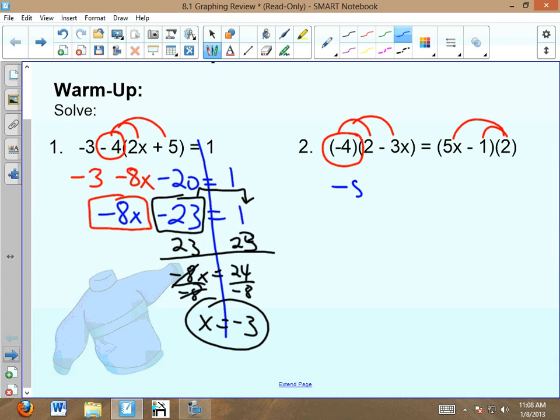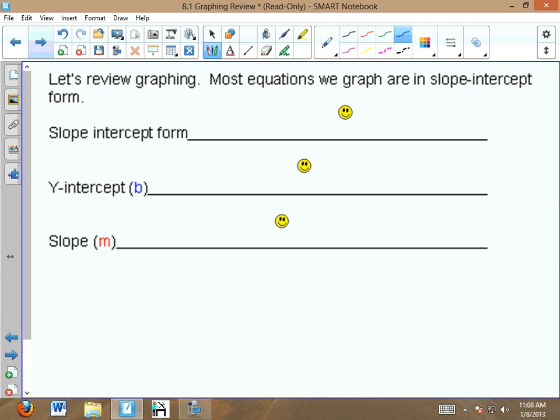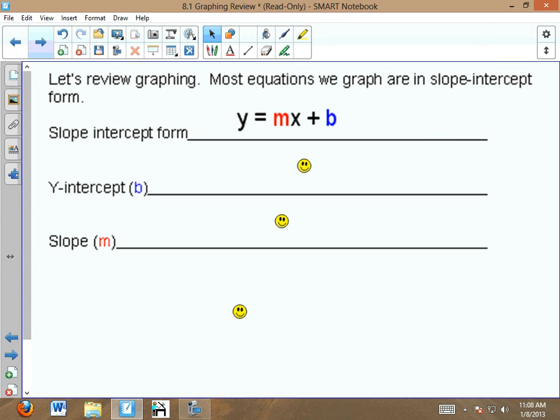Over here, negative 8 plus 12x equals 10x minus 2. I'm going to move my smallest number with a letter. 2x equals 6. X equals 3. Okay? Okay. 8.1 is straight review.